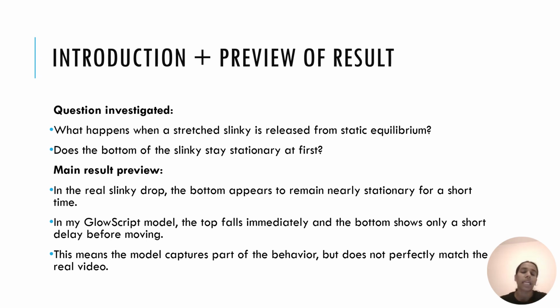This project investigates the falling slinky, which is a surprising physics phenomenon. When a stretched slinky hanging in static equilibrium is released from the top, the bottom does not immediately fall in the real video. My main question was whether a physics model in GlowScript could reproduce that effect. My main result was that the model captures the collapse from the top downward and shows a short delay at the bottom, but does not keep the bottom perfectly stationary the way the real slinky appears to do.